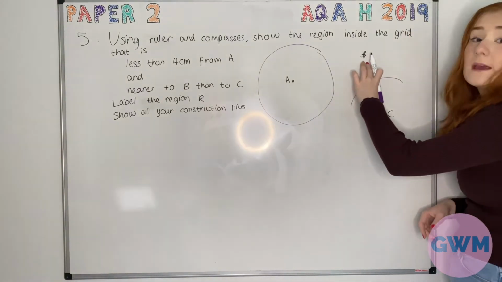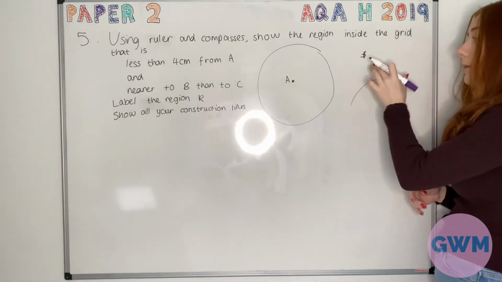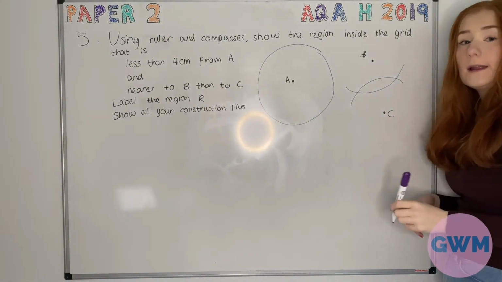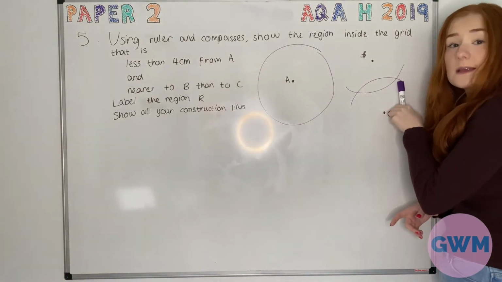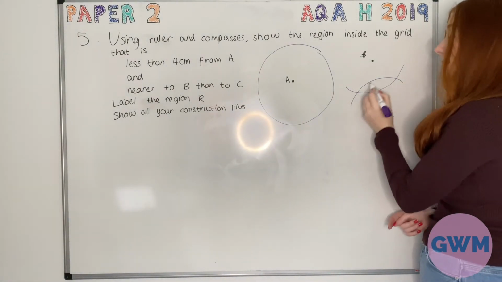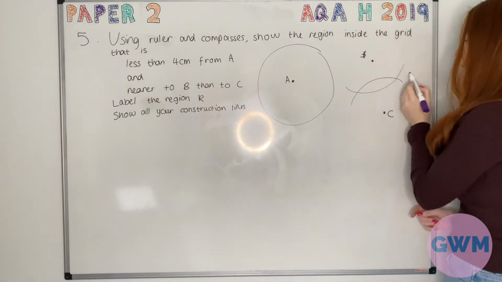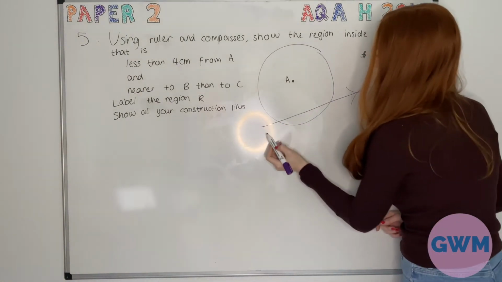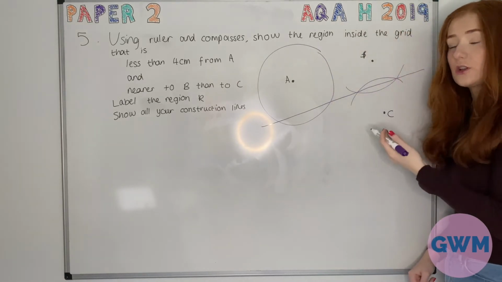We're going to do the same with C. Keep the compass the same length, but just swap it over and put the spike on C, draw with your pencil another curve. Now make sure these curves intersect, so if you've not done one big enough, just go back and extend it, make sure that you do intersect. And then with your ruler, draw a straight line through those points. This is what it should look like.